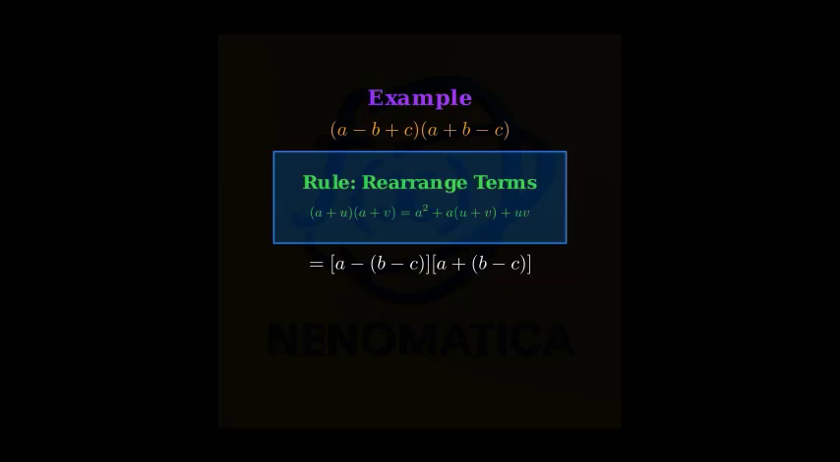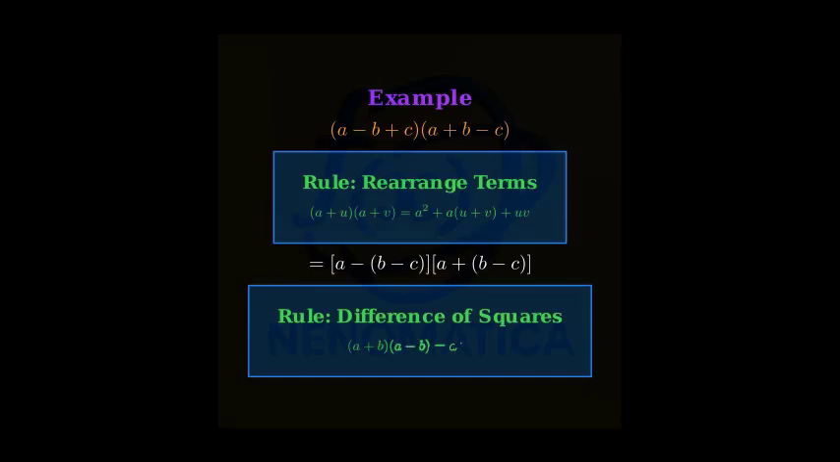Now, we can apply the difference of squares formula. Remember that a² - b² equals (a + b)(a - b). In our case, we have (a - (b - c))(a + (b - c)), which gives us a² - (b - c)².